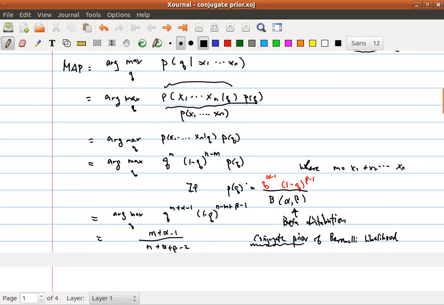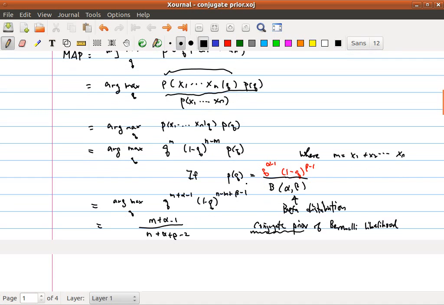Now, let's say we have a prior that has a form very similar to this likelihood function. In particular, if p(Q) has the form of Q to the power of something times (1 minus Q) to the power of something, then after multiplying the likelihood function by the prior, I still have Q to the something times (1 minus Q) to the something. That would be very nice, because immediately I know the optimum value of Q, because we already showed this earlier.